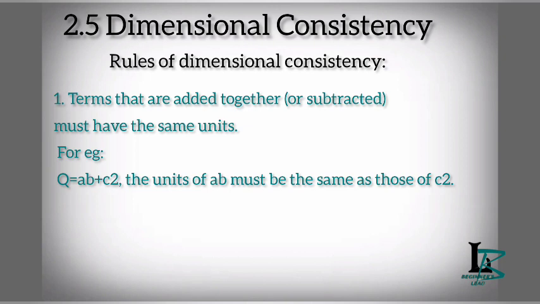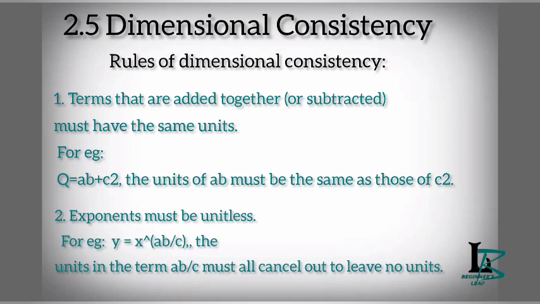Dimensional consistency, there are some rules to follow. First of all, terms that are added together or even subtracted must have the same units. For example, q equals ab plus c2, these two terms ab and c2 must have the same units. Secondly, exponents must be unitless. For example, y equals x raised to ab by c. Here the term ab over c must all cancel out to leave no units.